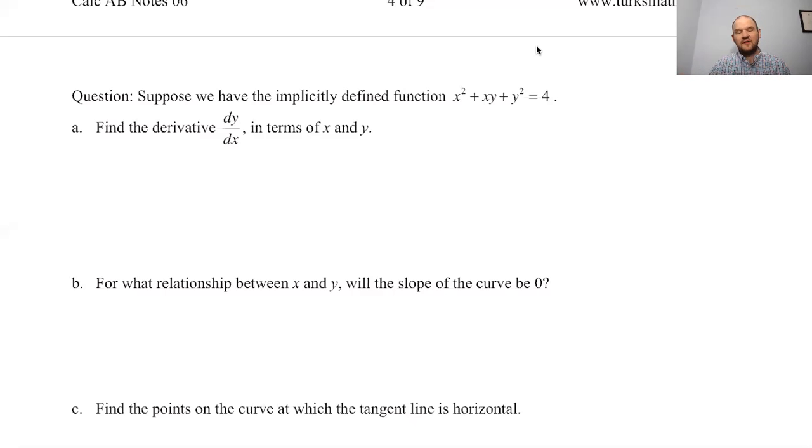You can tell that because the first problem says find dy dx. X is the independent variable, y is the dependent variable, and we want to find it in terms of x and y. So, I think that's just going to happen. I don't really know why that's there. So let's see.